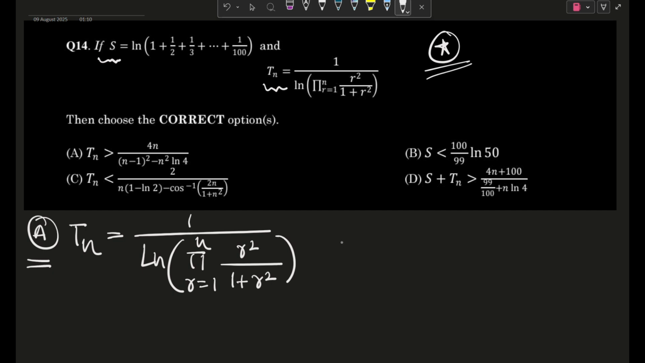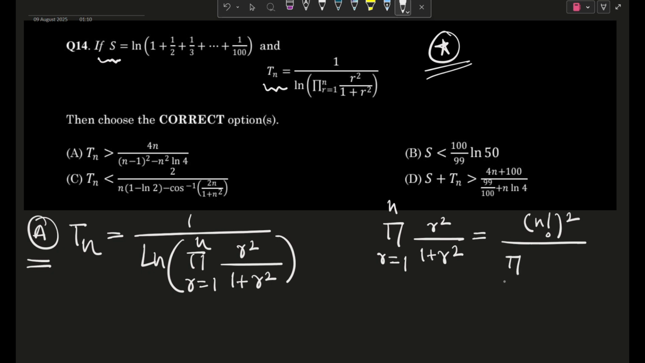Now, just do one thing for a while. Take this expression out, like we will simplify it step by step. First, the product for r equals 1 to n of r square by 1 plus r square. Actually, if you know the properties of product, we can distribute the product between fractions in the numerator and denominator. So the product of r square will result to n factorial whole square. I hope this is pretty clear, right? Like it's 1 into 2 into 3 into 4 into 5 into dot dot dot up till n whole square. So it's n factorial whole square.